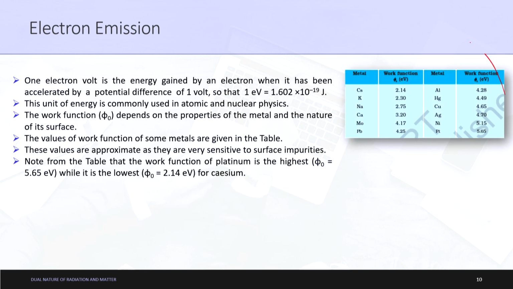Then let us move on to the next line. So as you can see in this table below, some of the work functions of certain metals are given here. As you can see, it is cesium, potassium, sodium, calcium, I guess molybdenum, then lead, aluminium, mercury, copper, silver, nickel, platinum. So generally some of the metals which are used to emit the electrons are explained in this table.